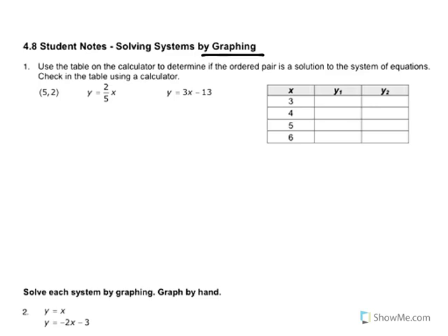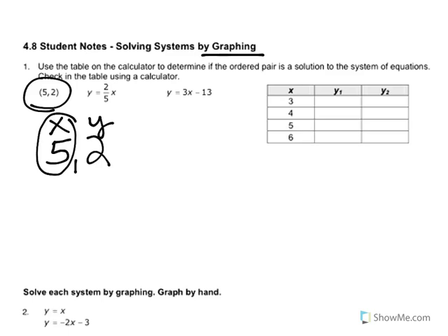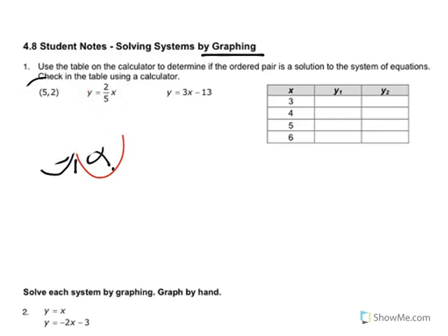It says use the table on the calculator to determine the ordered pair that is a solution to the system of equations. Check in the table using a calculator. Now let's just do a quick refresher on what a solution means. A solution, because in this case it says here's the solution 5, 2. What they're saying is that if I plugged in x for the x in the equation and I plugged in the y for the y in the equation, it would come out true. Both sides would be equal. So that's what we mean by a solution.